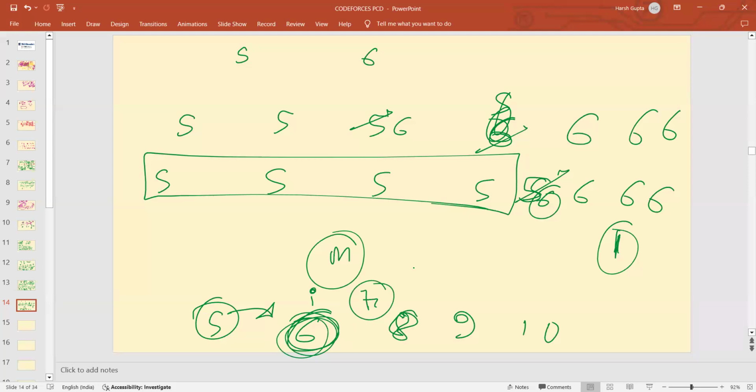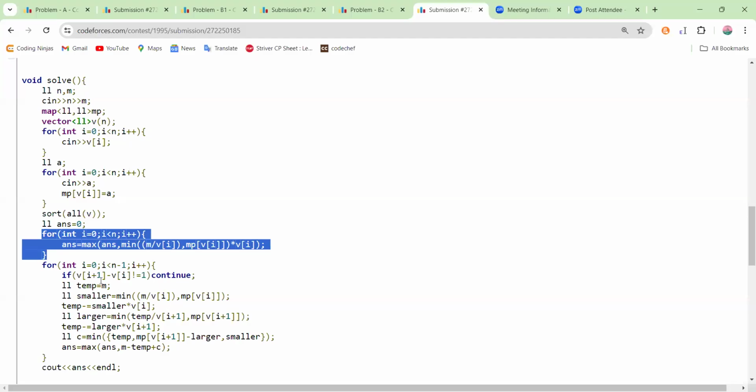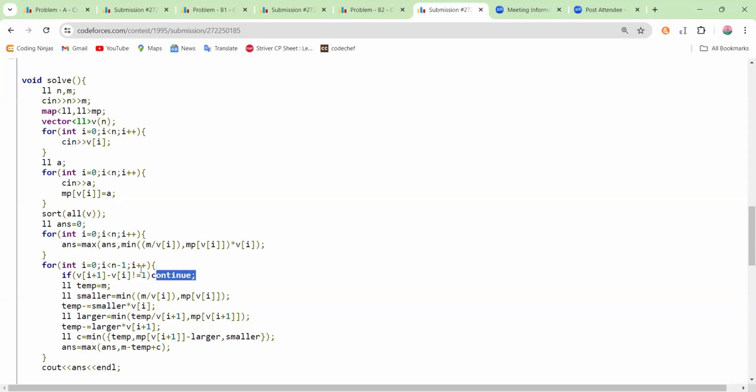The answer is no, isn't it? I should not proceed with this one because taking only 6 is already handled. So I should not proceed with that. So if v of I plus 1 minus v of I is not equal to 1, I am simply continuing. This is the reason I sorted the vector, because sorting helps me write this statement, isn't it?